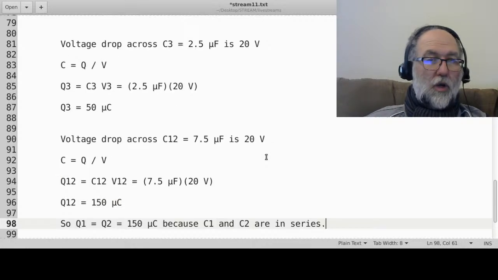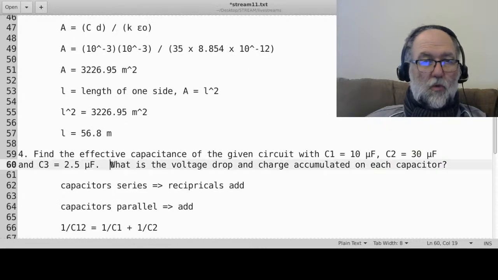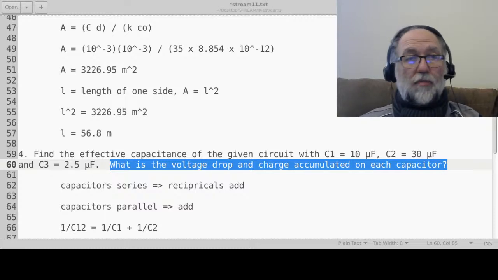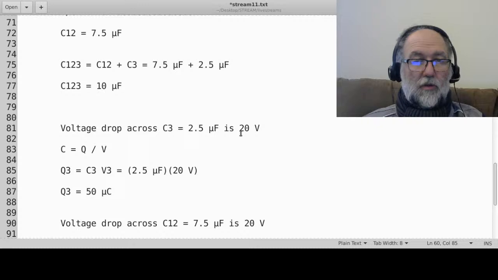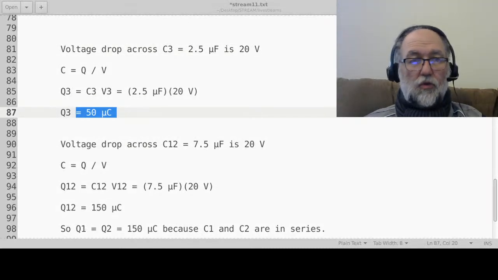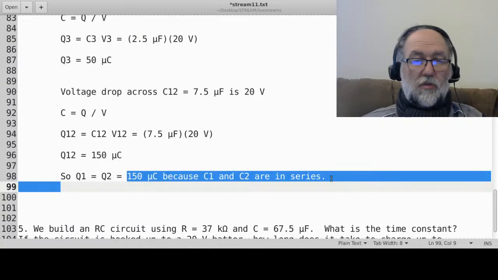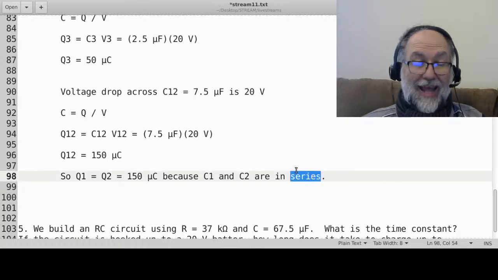Okay, so remember what the problem says. The problem says, what is the voltage drop and charge across each capacitor? So how much charge is accumulated in each capacitor, and what is the voltage drop across each capacitor? Well, there it is. We've got it for C3. We know that C3 has a voltage drop of 20 and accumulates charge 50 microcoulombs. Over here, we know that the charge accumulated in C1 and C2 is 150 because the charge accumulated in the combined is 150, and they are in series.